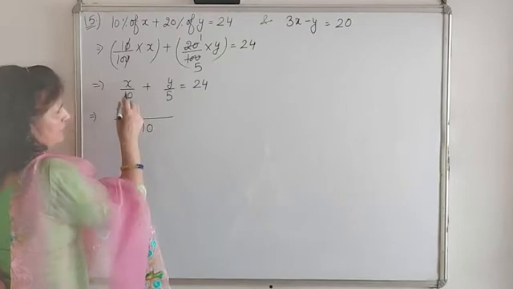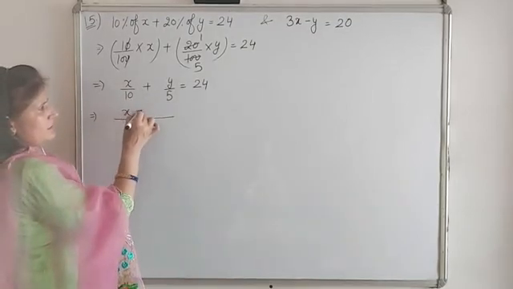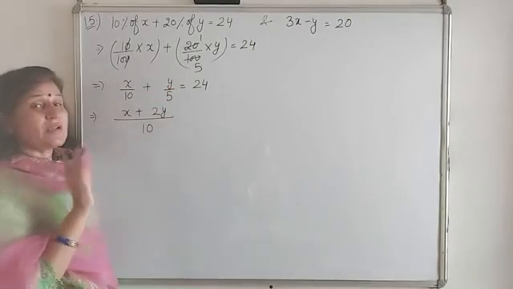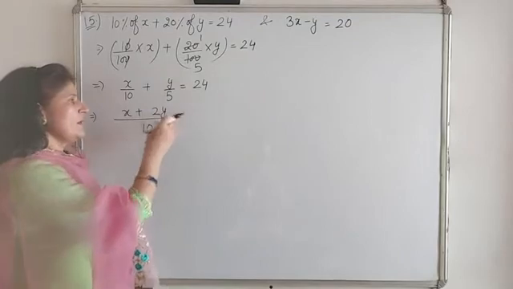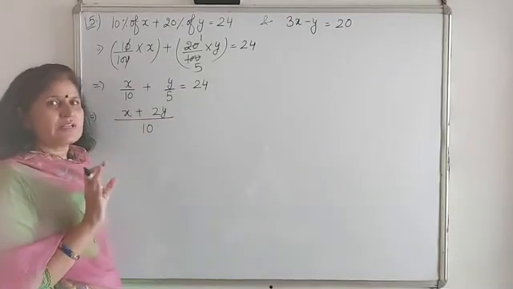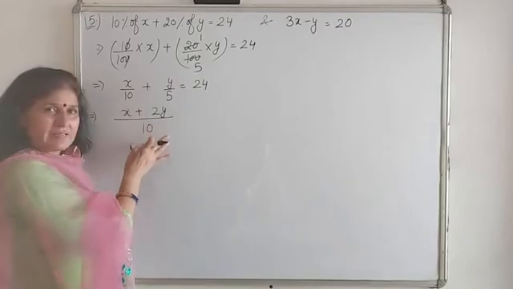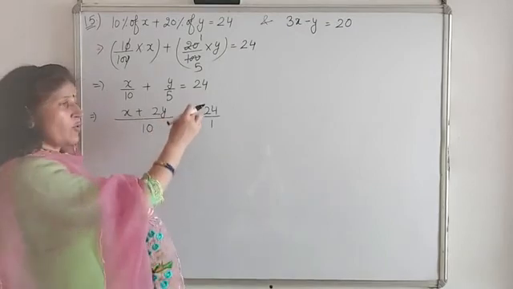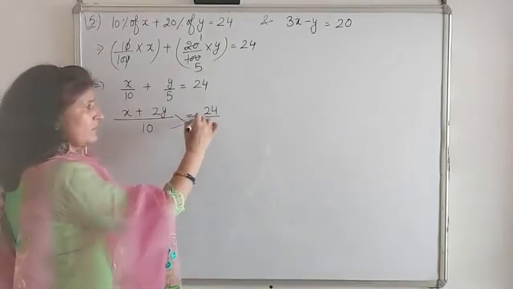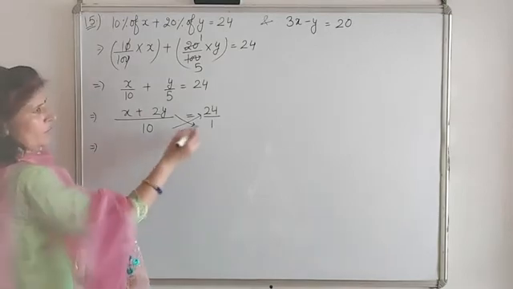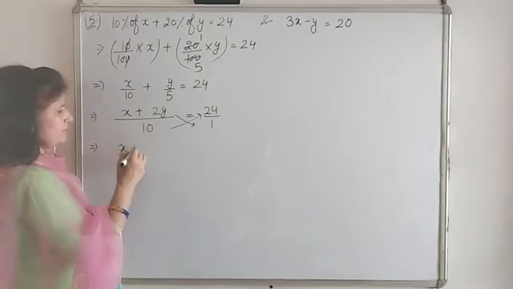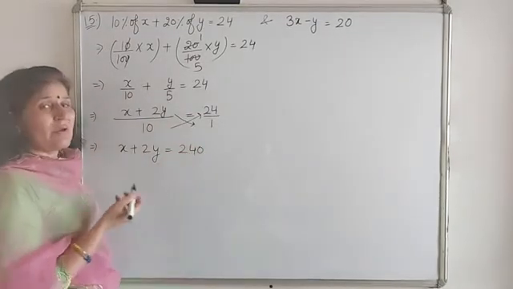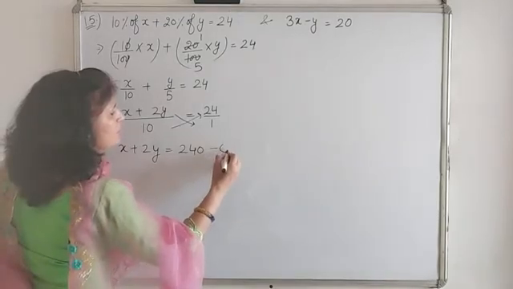LCM is 10. 10 ones are 10, so 1x. 5 twos are 10, 2 into y is 2y. If you are confused by taking the LCM together and in the next step leaving the LCM, some of the students have confusion. So what you will do, you solve it like this and keep it equal to 24. Don't take it together. Now when you cross multiply them, 1 multiplies with both the terms, the same terms will come, and here 24 into 10 is 240. You can go by this method also. Okay, so this is equation first.